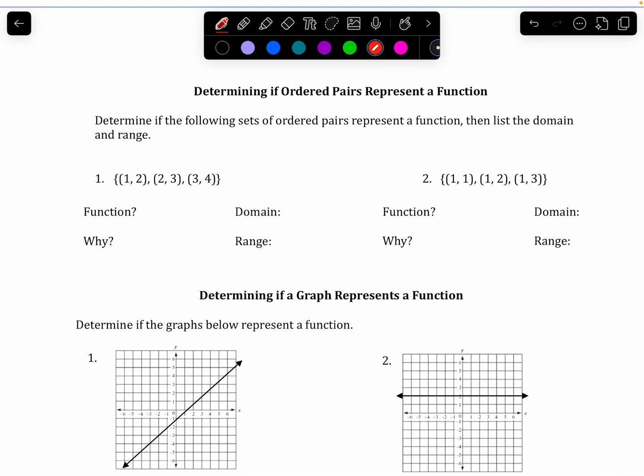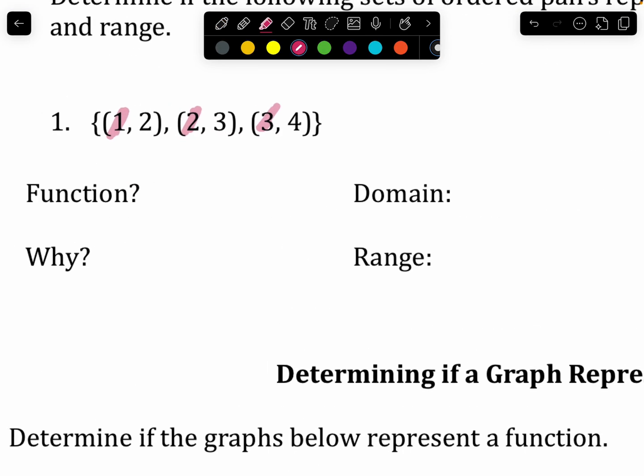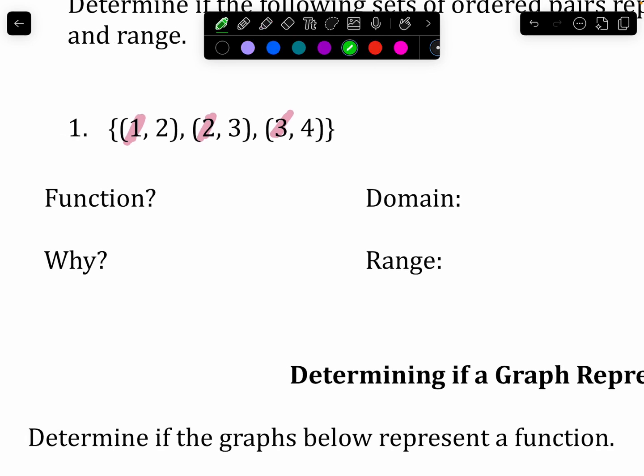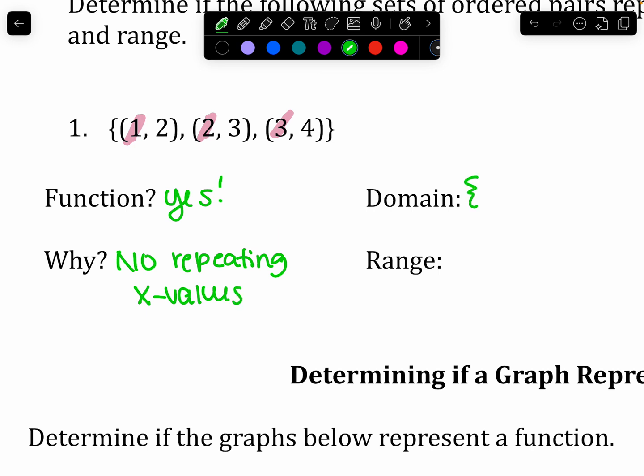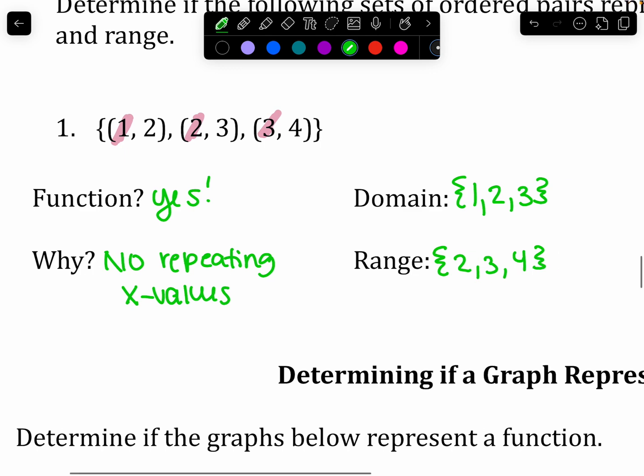Ordered pairs are going to be very similar to what we just did. We're really only going to focus on the x values because that's what we care about. So I've got a 1, a 2, and a 3. Because all of those x values are different, this is a function. We have no repeating x's. Your domain will be what I have highlighted, 1, 2, 3. And then your range will be the unhighlighted numbers 2, 3, and 4.